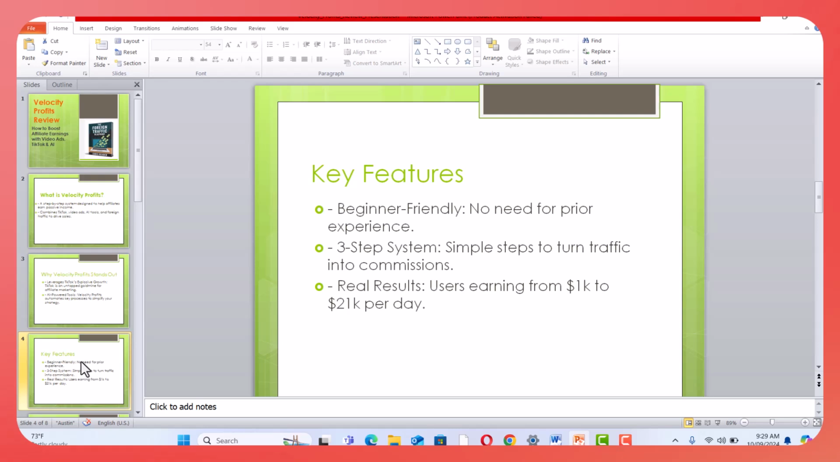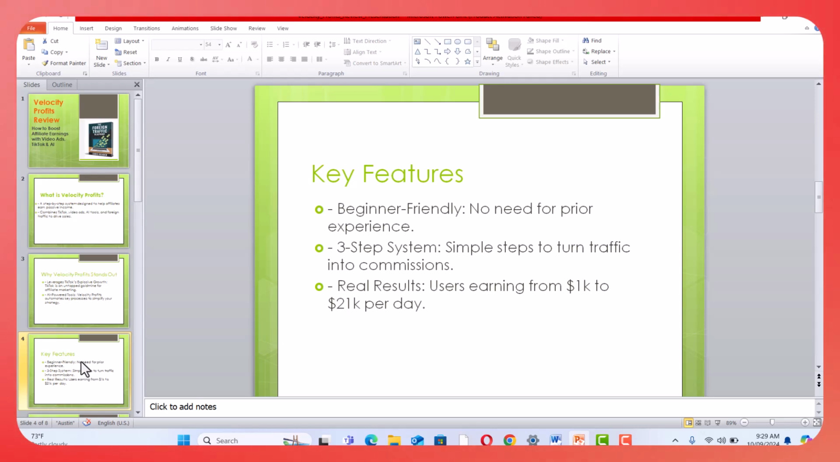It's beginner friendly, so no need for prior experience. It's a 3-step system, a simple way to turn traffic into commissions. As I said earlier, the training is going to leverage foreign traffic. You don't need to advertise in a tier 1 country like US, Canada, UK, where you're going to spend a lot of money before you make sales. Then real results: users earn from 1k to 21k per day. This is an amazing result that you can verify yourself when you join their free training.